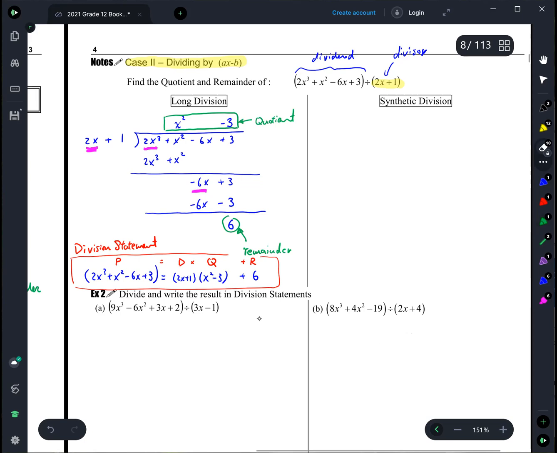Anyone else have questions? Anything about the division statement or how we get a quotient? Okay, please raise your hand if you already copied down everything.